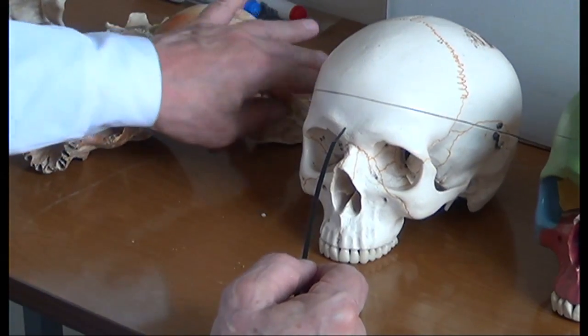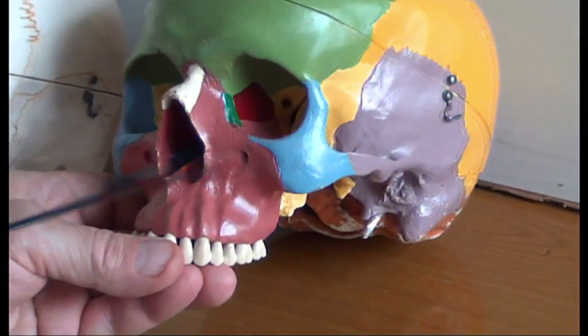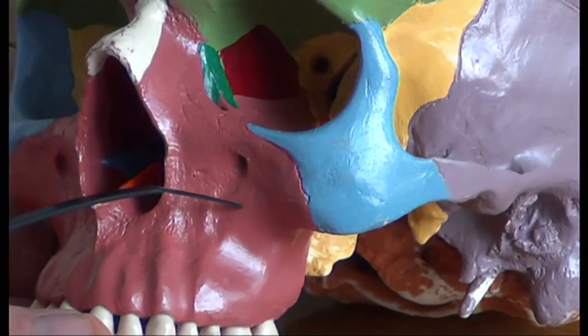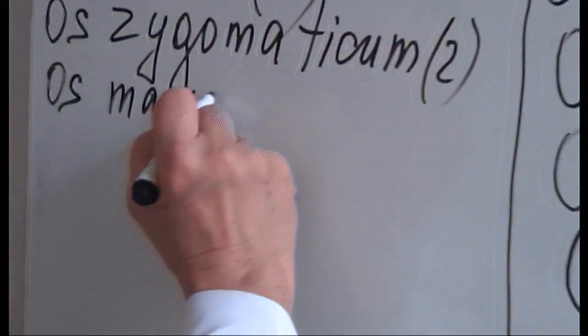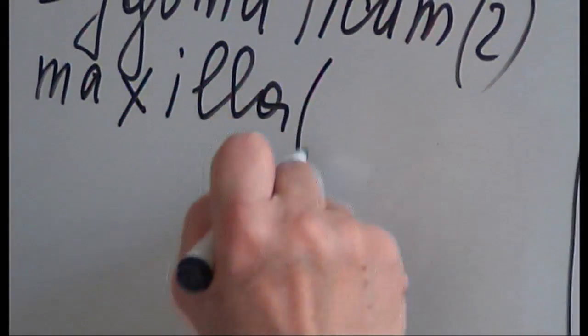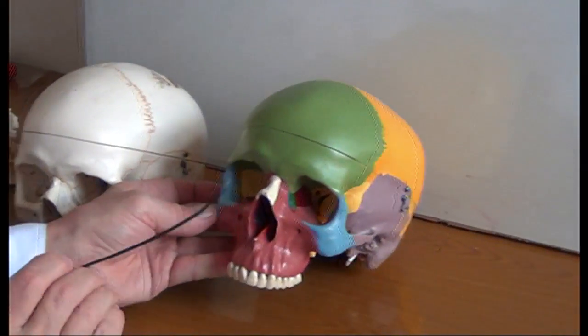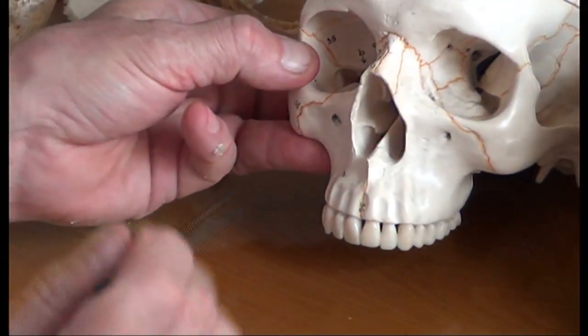Then os maxilla, a paired bone, maxilla, the upper jaw. Also a paired bone. Maxilla. Left maxilla, right maxilla.